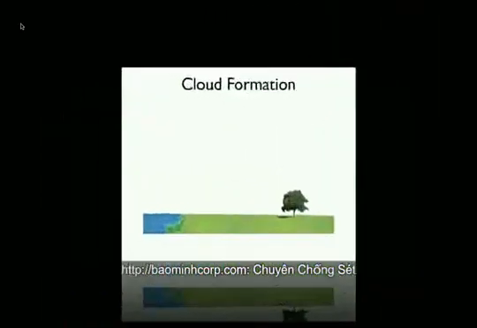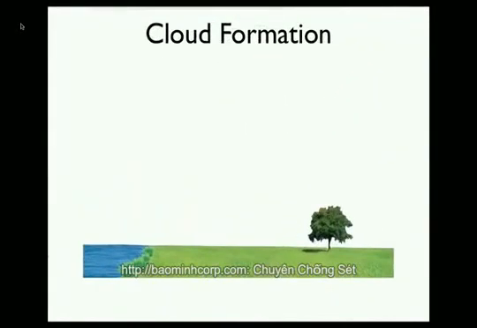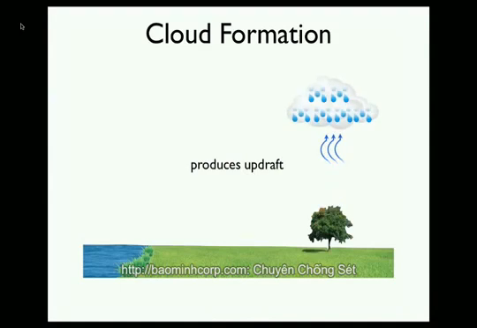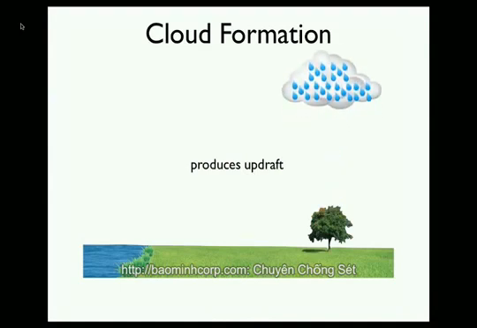Now, the process that underlies lightning begins with cloud formation. When the surface of the Earth is warm, moist air near the Earth's surface becomes heated and rises. As it rises, the air cools, which produces an updraft. As the air in an updraft cools, water vapor condenses into water droplets and forms a cloud.